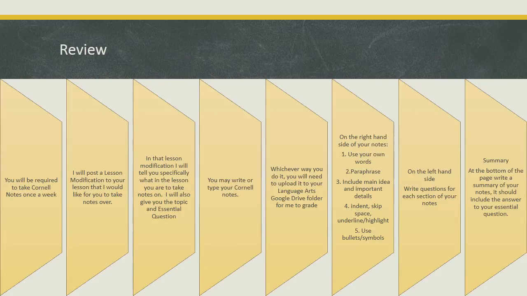On your right-hand side of your notes, you're going to write your own words. You're going to paraphrase. You're going to make sure you include the main ideas and the important details in the text. You're going to indent and skip space, underline, highlight to bring forth the important stuff to help keep your notes nice and neat and easy to read. You're going to use bullets and symbols to help mark different spots, different main ideas, details, and so forth. On the left-hand side, you're going to write your questions for each section of your notes. And then at the bottom, you're going to write your summary, and your summary should include the answer to your essential question.